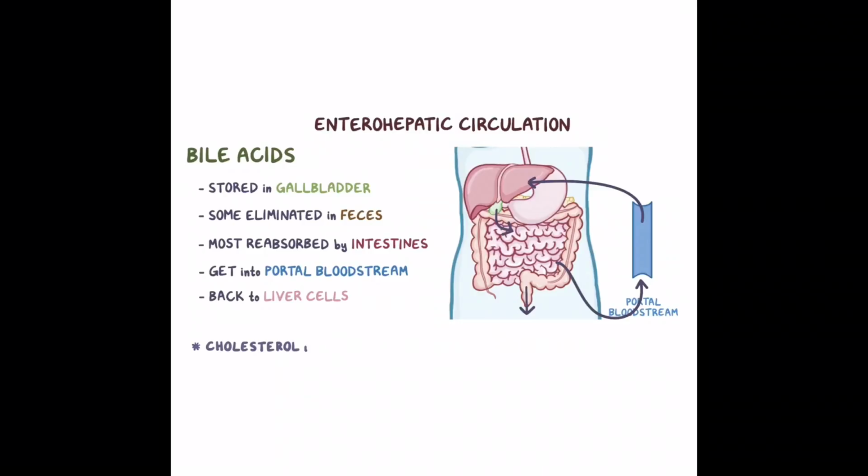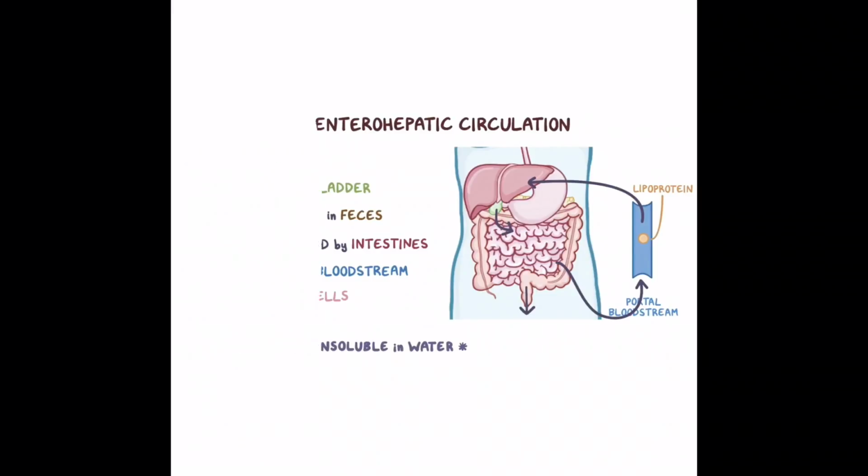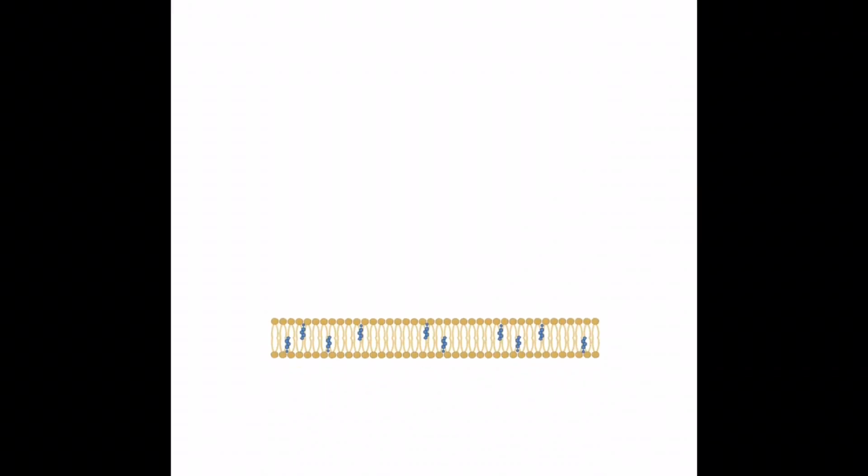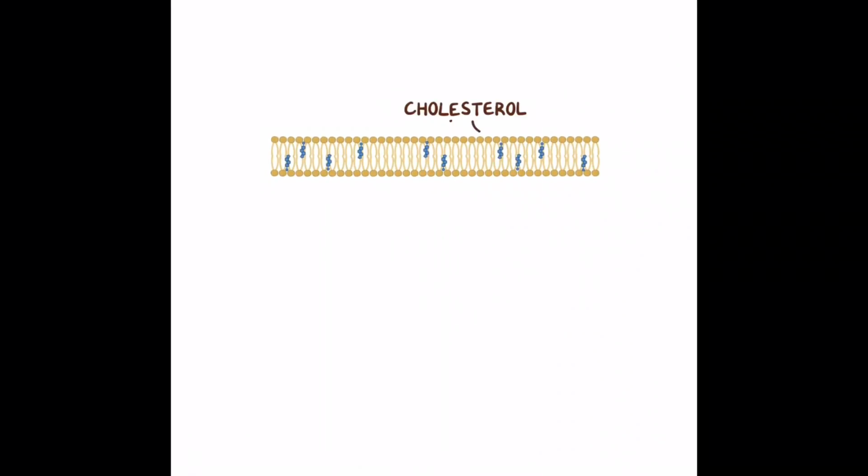Now, cholesterol is insoluble in water, so moving through the bloodstream is done through lipoproteins, which are part lipophilic or fat-loving and part hydrophilic or water-loving. Now, aside from the liver, every cell can make cholesterol for itself. One way cells use cholesterol is as a part of the cell membrane.